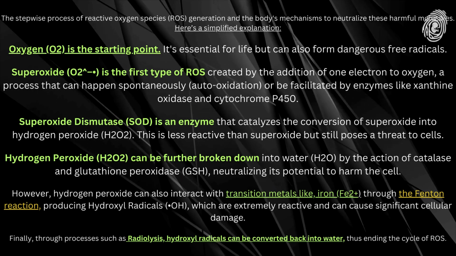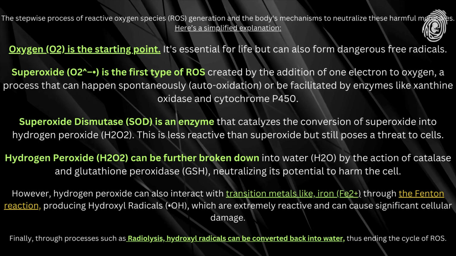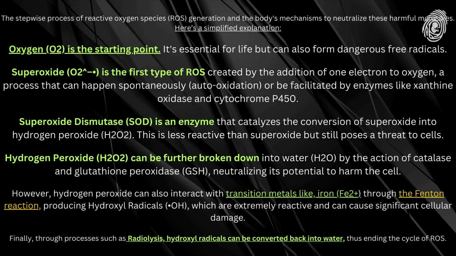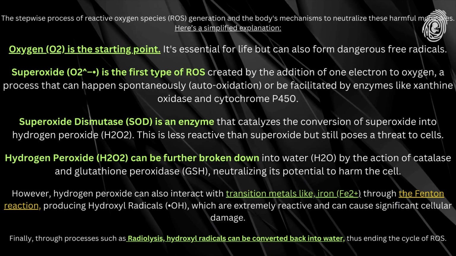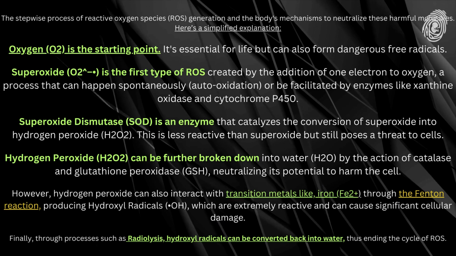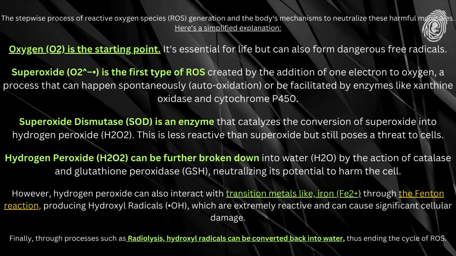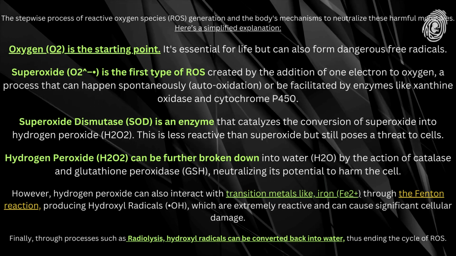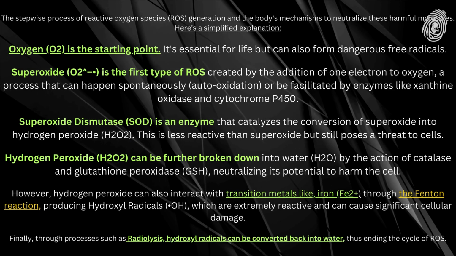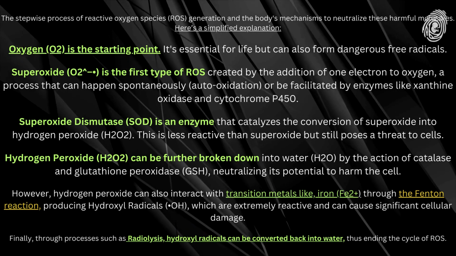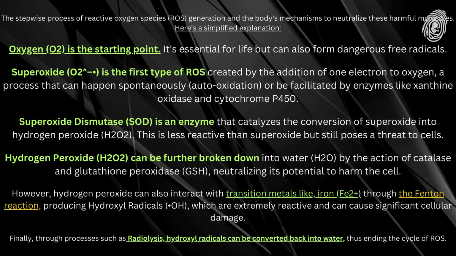Superoxide dismutase, SOD, is an enzyme that catalyzes the conversion of superoxide into hydrogen peroxide, H2O2. This is less reactive than superoxide but still poses a threat to cells. Hydrogen peroxide, H2O2, can be further broken down into water, H2O, by the action of catalase and glutathione peroxidase, GSH, neutralizing its potential to harm the cell.